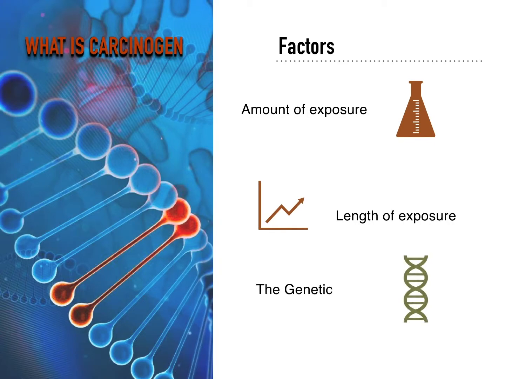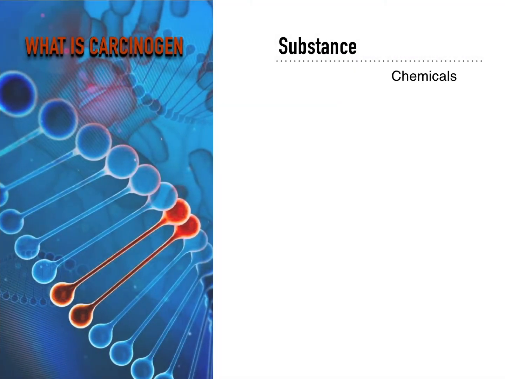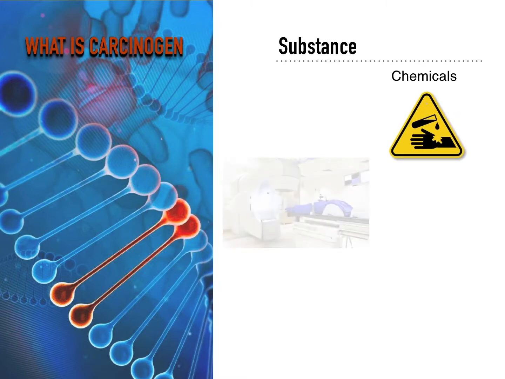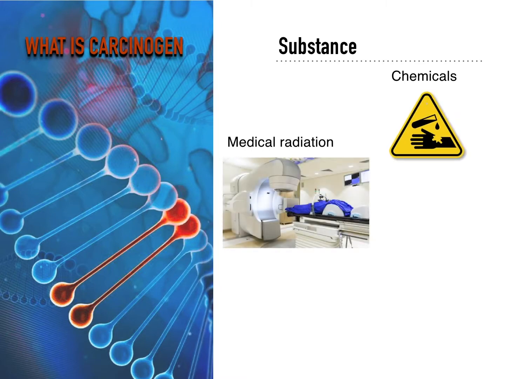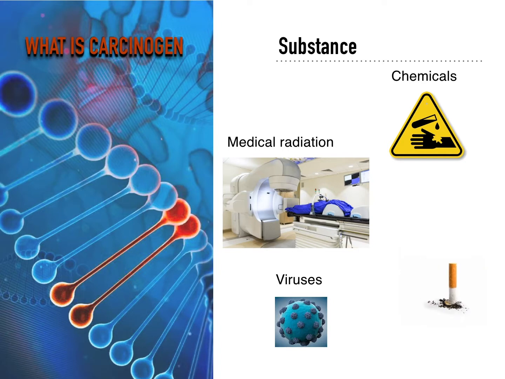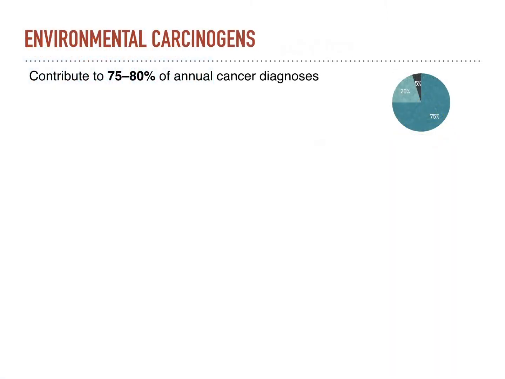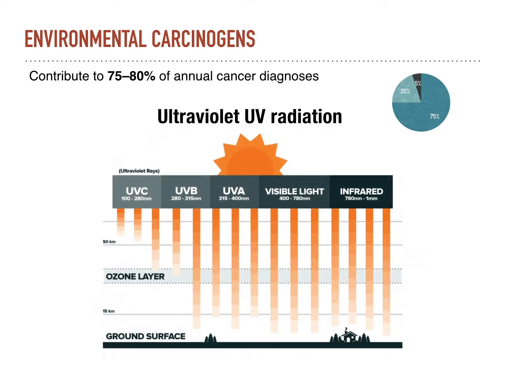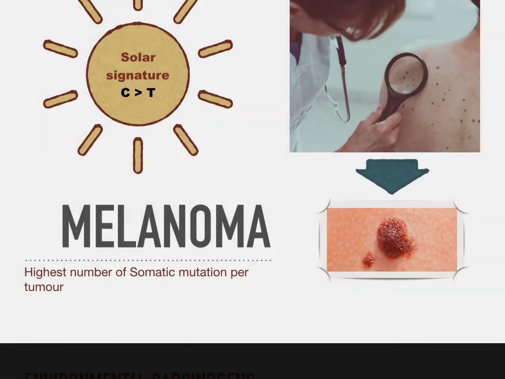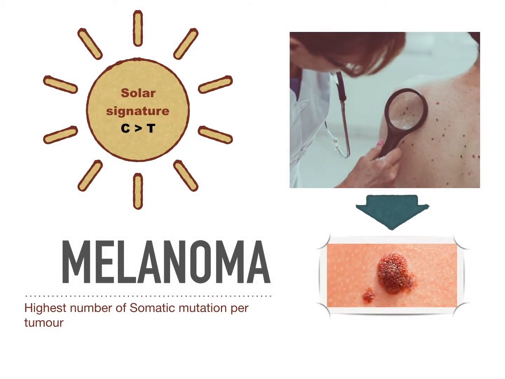Carcinogens include chemicals such as asbestos that lead to lung cancer, medical radiation used in diagnostic tests, viruses such as hepatitis C causing liver cancer, and lifestyle factors. The most prevalent carcinogen in our natural environment is ultraviolet radiation in sunlight. The skin cancer melanoma, caused by prolonged exposure to ultraviolet radiation, has the greatest number of somatic mutations per tumor.